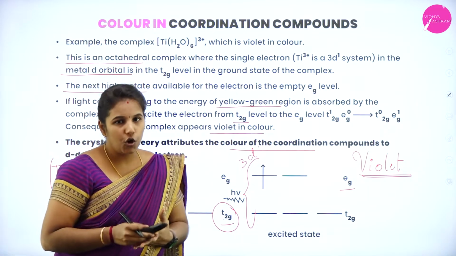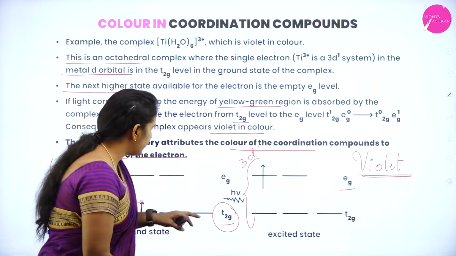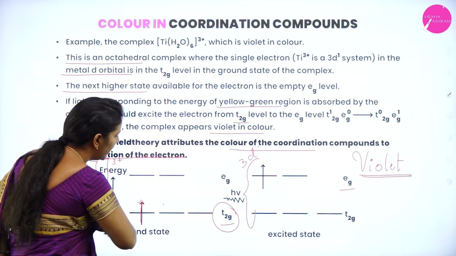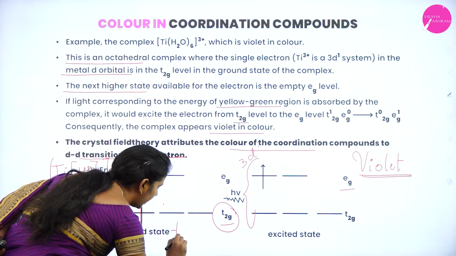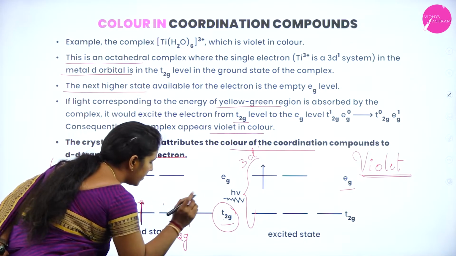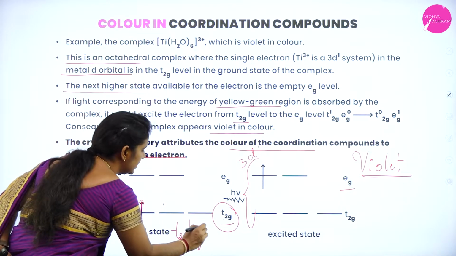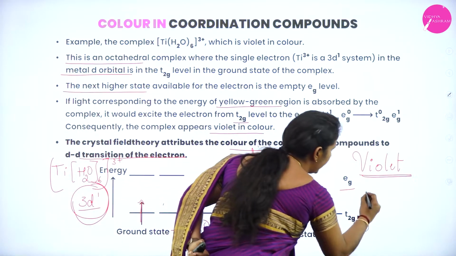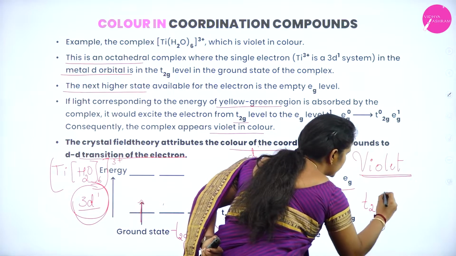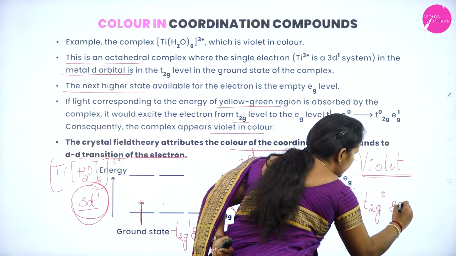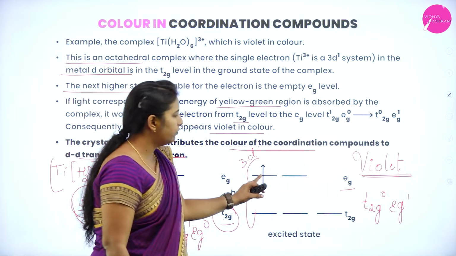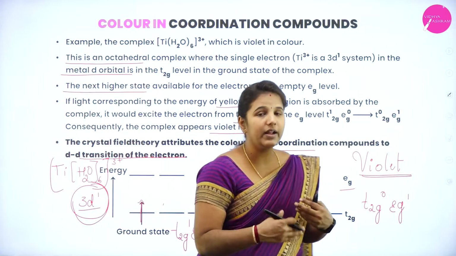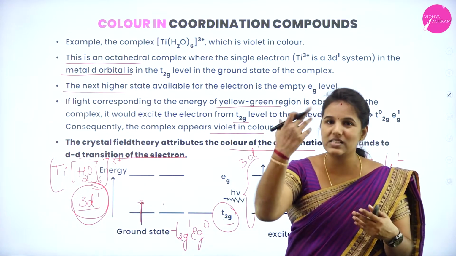Okay. So, hope you have understood this, and I can write the electronic configuration here. In the ground state, it consists of how many electrons? T2G consists of 1 electron, whereas EG has 0 electrons. Whereas in the excited state, the T2G consists of 0 electrons, whereas the EG level consists of what? 1 electron. Why is it transferring its electron to the excited state?